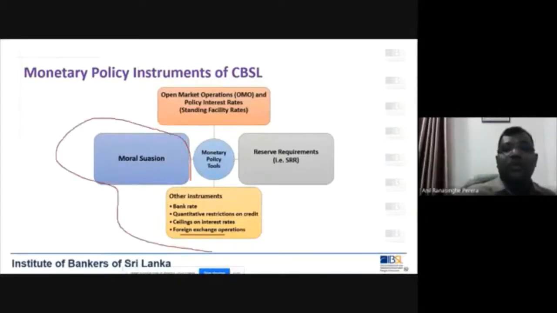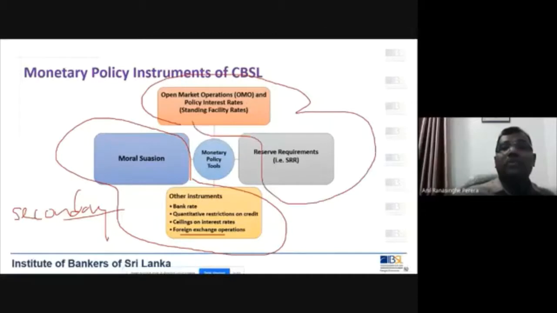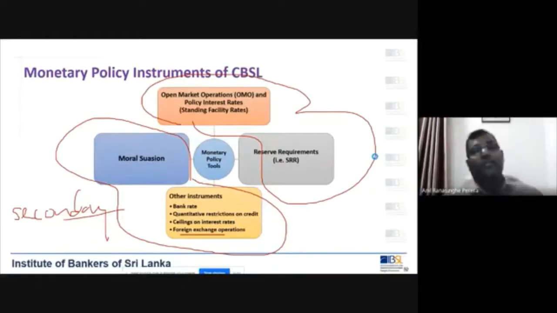So this part we may call having secondary importance, right? I don't say they are not important, but we may call it secondary importance. So what are the most important instruments? These are the most important instruments: open market operations, policy rates and reserve requirements. So let's look at them carefully.